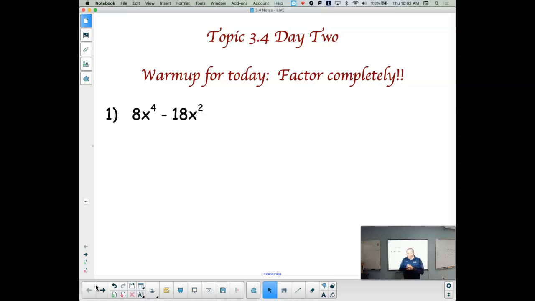And so I'm going to give you a couple of minutes here to completely factor this expression, 8x to the 4th minus 18x squared. Okay, so I'll give you a couple of minutes. Those of you watching on the video after the fact, pause and then hit play when you're done.